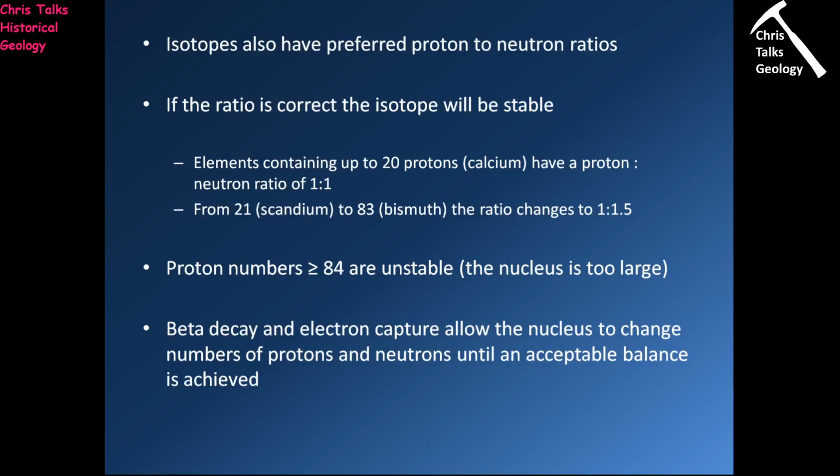It's nothing to do with the size of the nucleus and the strong nuclear force and electromagnetic force. When it comes to beta decay and electron capture, it's more down to this proton-neutron ratio and your isotope trying its best to achieve a nice stable configuration.